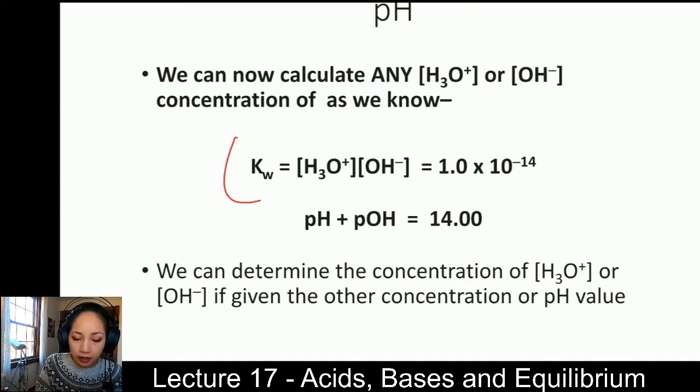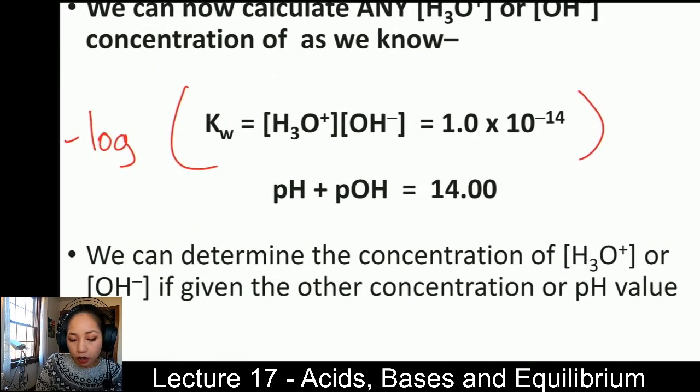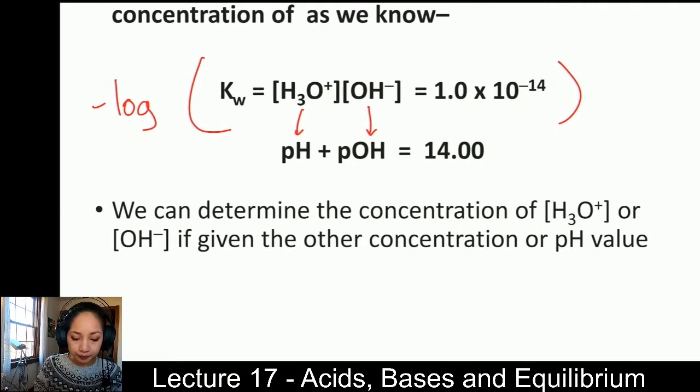So essentially, if we take the negative log of the entire thing, how logarithms work is we break this up: we take the negative log of hydronium to give us pH, and then add that to the negative log of hydroxide to give pOH. This will always equal 14, because the negative log of 1.0 times 10 to the negative 14 is 14.00. So pH plus pOH is always equal to 14.00. As long as you know the concentration of one of the species for a solution, you can calculate the other concentration using that formula.